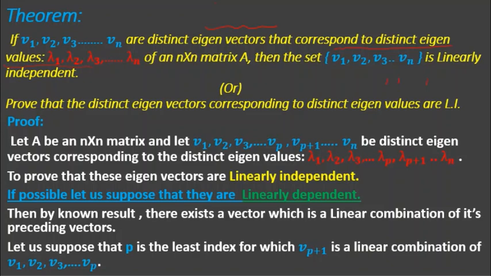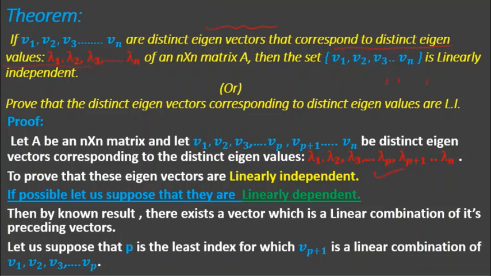Let A be an n by n matrix and let V1, V2, V3 and so on, Vp plus 1 and so on, Vn be distinct eigenvectors corresponding to the distinct eigenvalues lambda 1, lambda 2, lambda 3 and so on, lambda p plus 1 and so on, lambda n. Here we mean that V1 is the eigenvector of lambda 1, V2 is the eigenvector of lambda 2, V3 is the eigenvector of lambda 3 and so on. That is what we mean by corresponding.